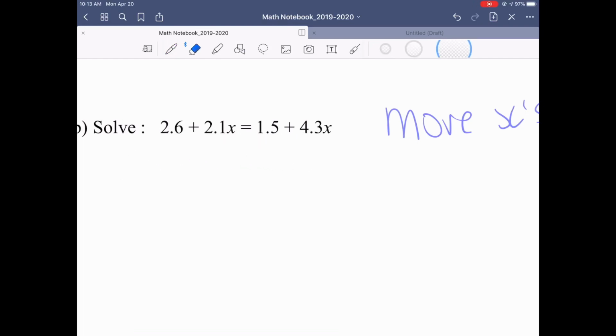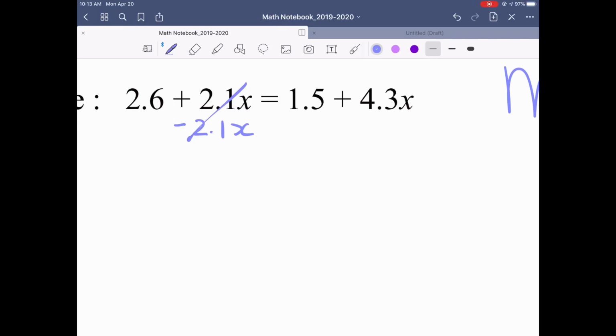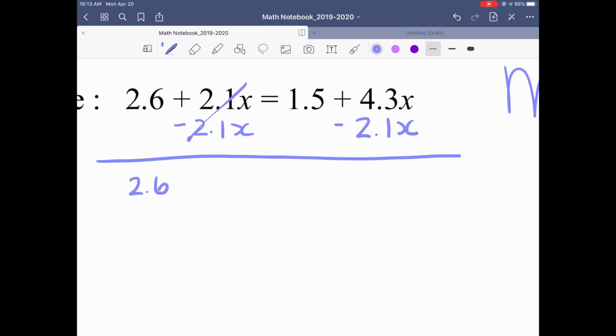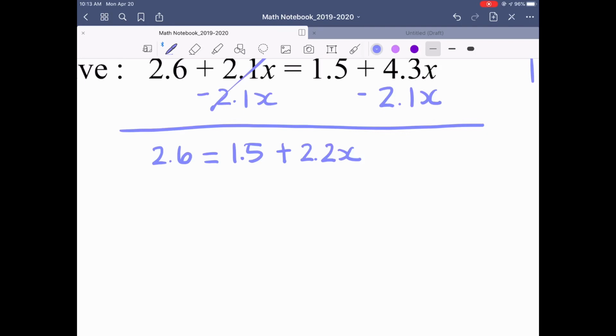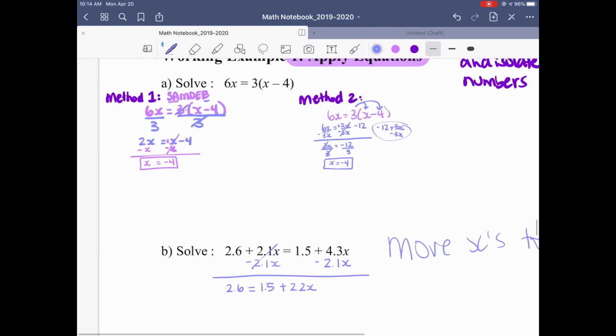So the first thing I'm going to do is move my 2.1x. So it's plus 2.1x. The opposite is minus 2.1x. This cancels it out. And what you do to one side, you do to the other. So here on the left, we're just left with 2.6 because these canceled. And then here we still have 1.5. And then when we subtract 4.3x minus 2.1x, we get positive 2.2x.